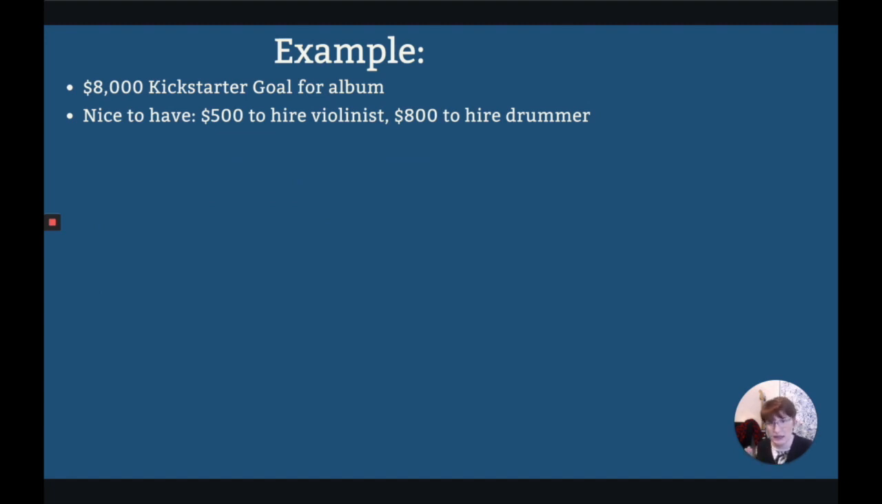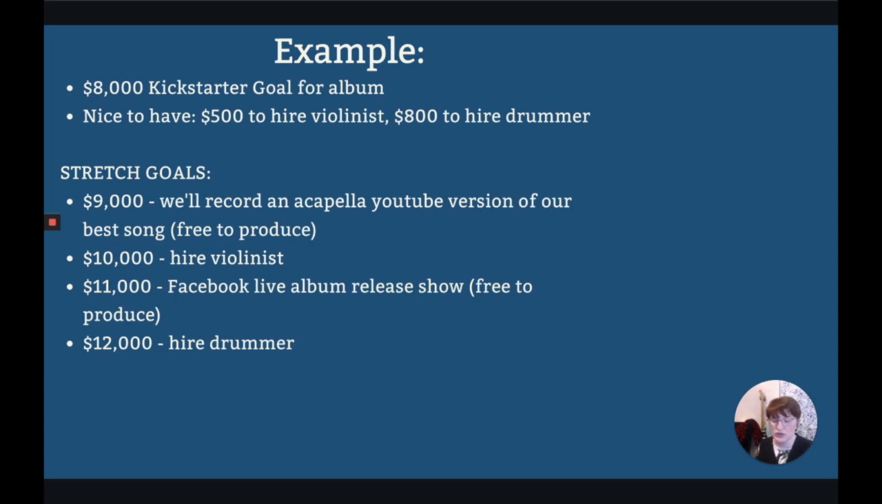So if you have an $8,000 Kickstarter goal for your album, and your nice-to-haves are $500 to hire a violinist and $800 to hire a drummer to make the album better, your stretch goals would look like this. At $9,000, we will record an a cappella YouTube version of our best song. And that'll be something we can do in a day. We'll just set up a video camera and just sing it.